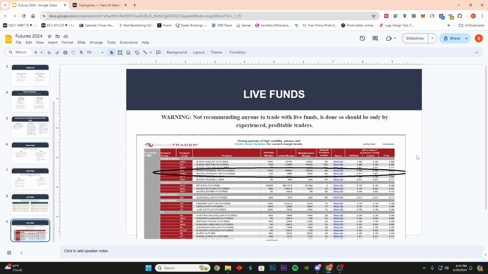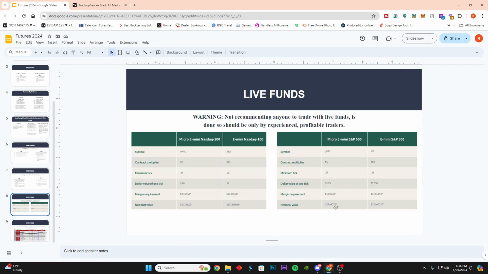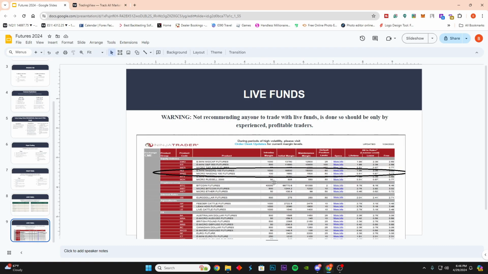The last thing I want to go over with live funds is what's called discount brokerages. Again, this is not financial advice. Warning: I'm not recommending anyone trade with live funds. If done, it should only be done by experienced and profitable traders. But if you can't put up even this amount for margin, there are discounted brokerages that have what's called intraday margin. Similar to how prop firms work, intraday margin is the margin you need in order to be able to trade between certain times.